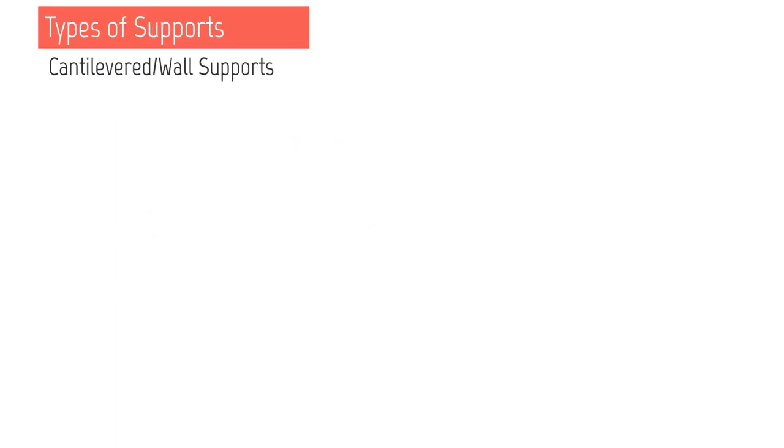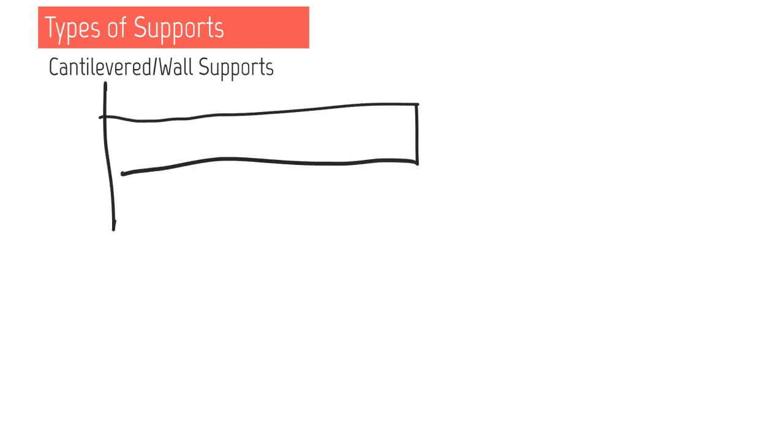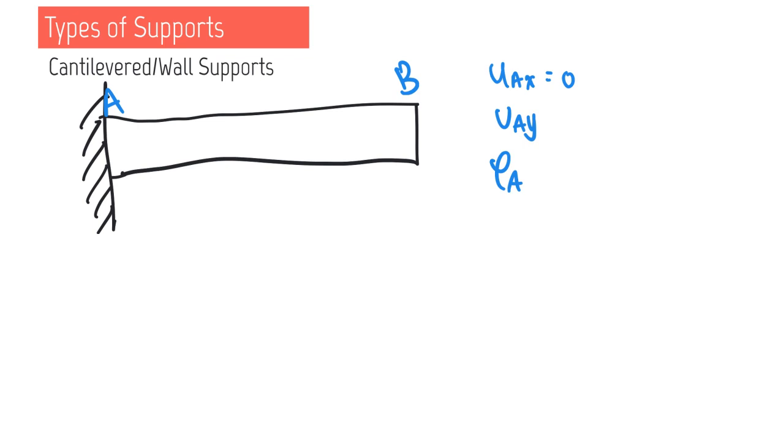So now we're going to talk about the different types of supports. The first support is called a cantilever support or a wall support. It's going to look something like this with the wall at the end. We're going to identify two points on this beam, A at the beginning and B at the end. At A, it cannot move in the X or Y direction because it's fixed there, and it also can't move in the theta direction. That means it can't spin like that.